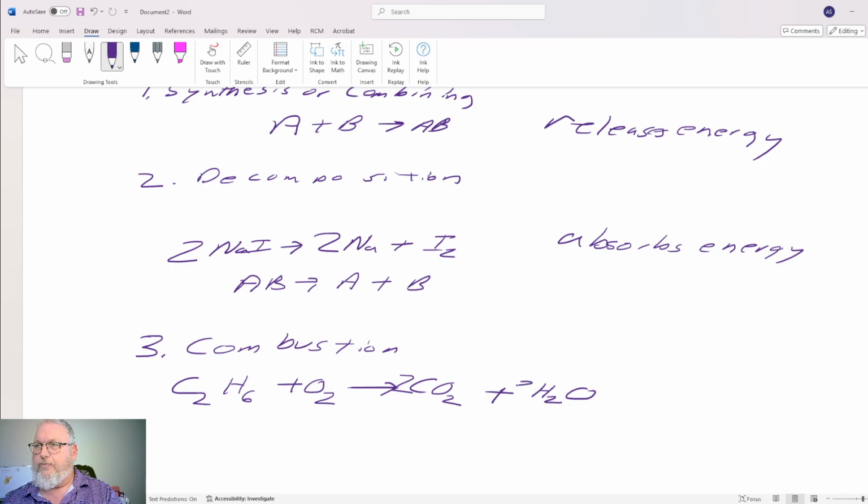So I'm going to put a 3 there. Okay, so I got those 2 balanced. So let's see, I got 4. 2 times 2, that's 4, plus 3 oxygens.